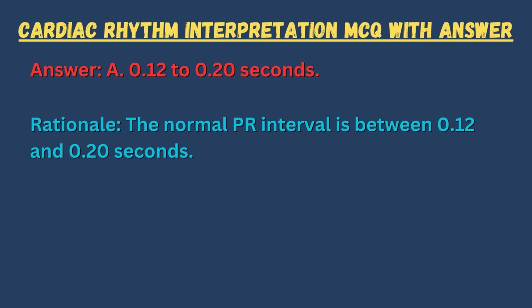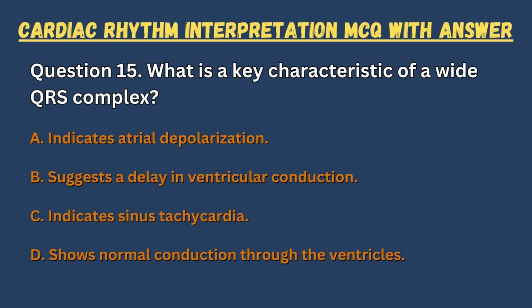Answer: A. 0.12 to 0.20 seconds. Rationale: the normal PR interval is between 0.12 and 0.20 seconds. Question 15. What is a key characteristic of a wide QRS complex?